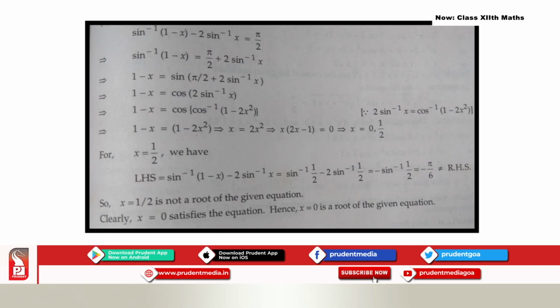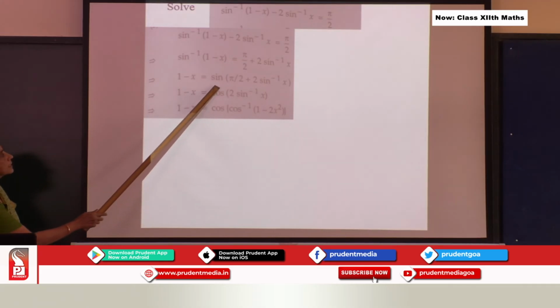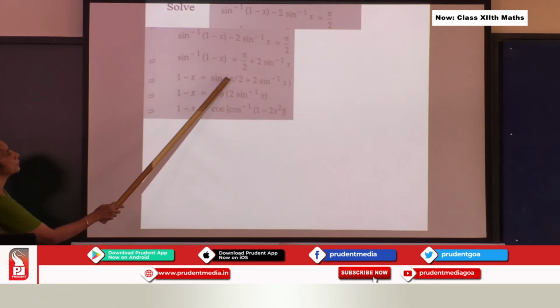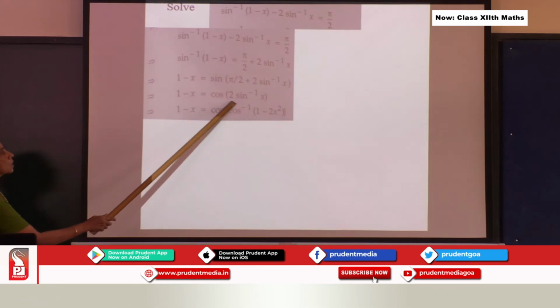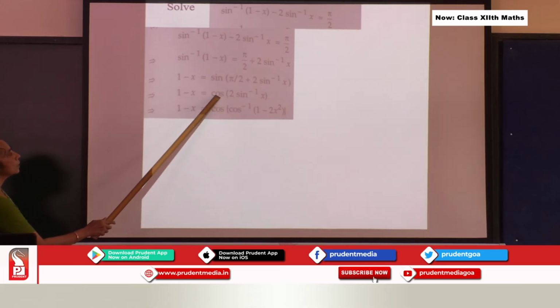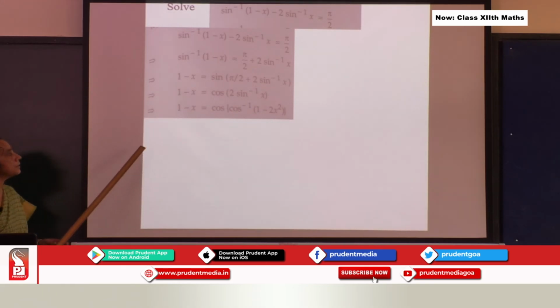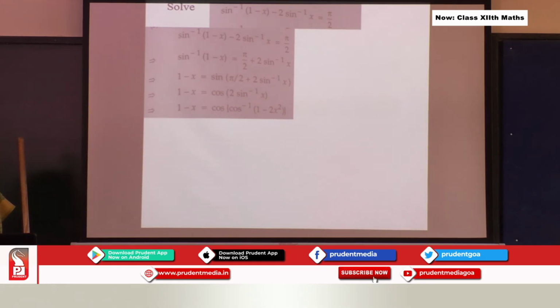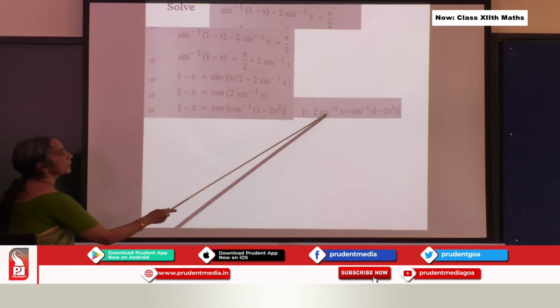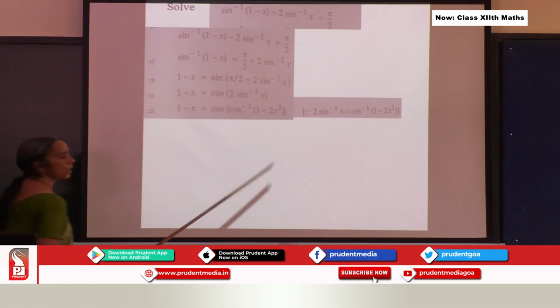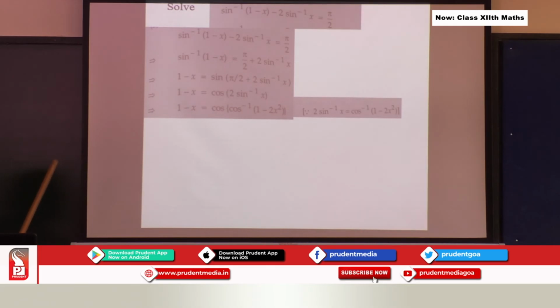So I have taken one book, sine inverse of 1 by x is 2 sine inverse of x is equal to pi by 2. Sine inverse of 1 minus x is pi by 2 plus 2 sine inverse of x. Therefore, 1 minus x is sine of pi by 2 plus 2 sine inverse of x. That can be written as sine of pi by 2 plus theta, cos of 2 sine inverse of x. And cos of 2 sine inverse of x is cos inverse of 1 minus x square. How are we getting that? We are getting it from this property: 2 cos inverse of x is cos inverse of 1 minus x square.